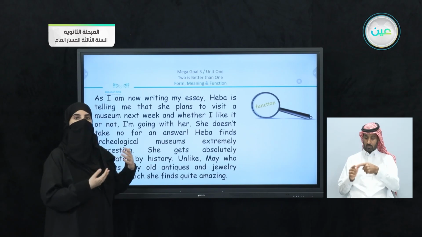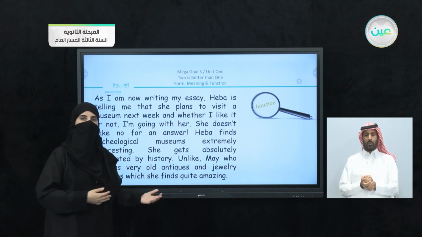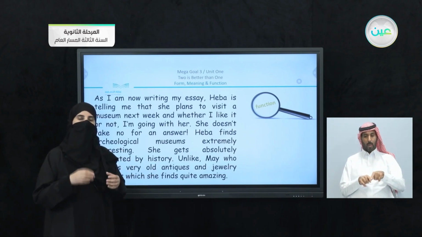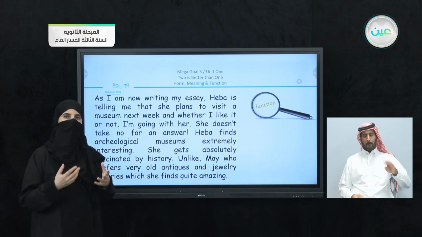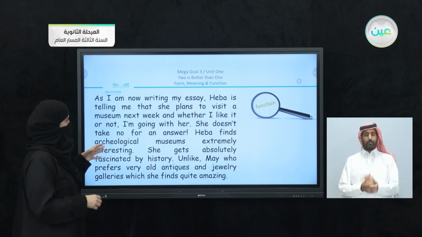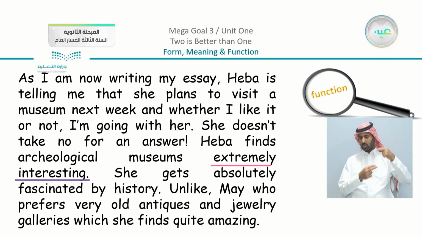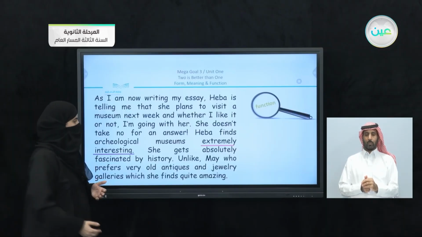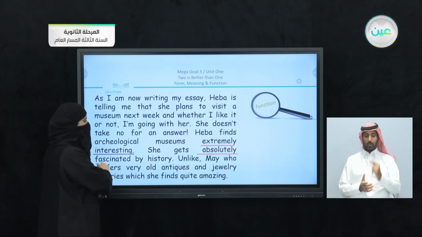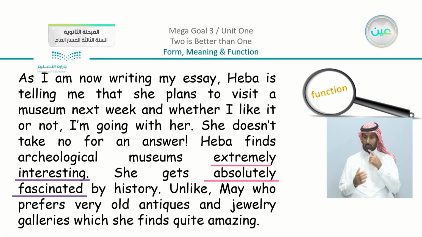Now we come to the last part with May and Hiba here. I want something that shows function in the sentence. What are they? Now, if you can just see with me here, I said that Hiba finds archaeological museums extremely interesting. Not just interesting, extremely interesting. So I am emphasizing here. We have also, she gets absolutely fascinated by history.